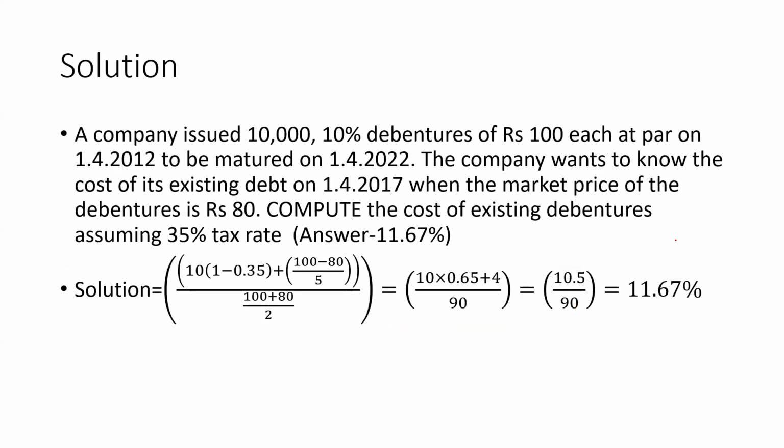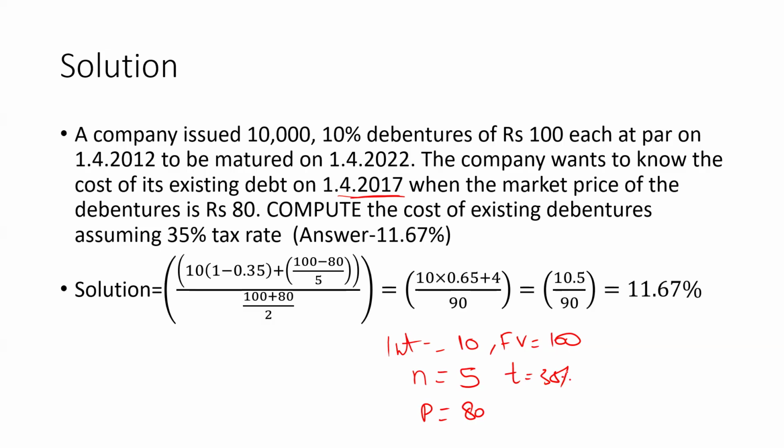Clear. Next question is that the company has issued 10,000, 10% debentures. Again, your interest is 10 rupees. Your face value is 100 rupees. This was issued in 2012 and it will mature in 2022, 10 years. The company wants to know the cost of existing debt in 2017. So N is the remaining life. After 2017, how much life is pending? 5 years.